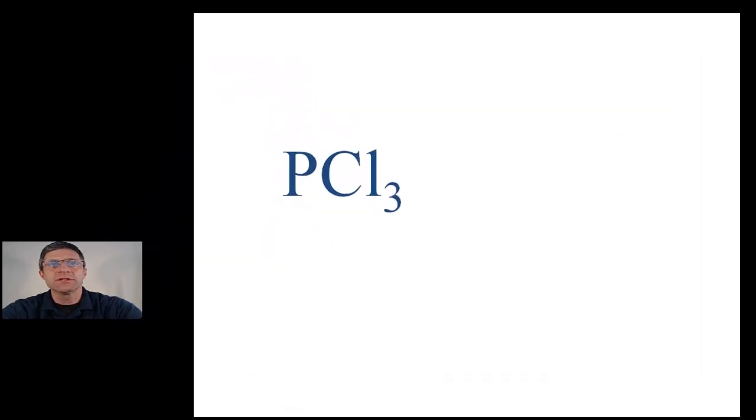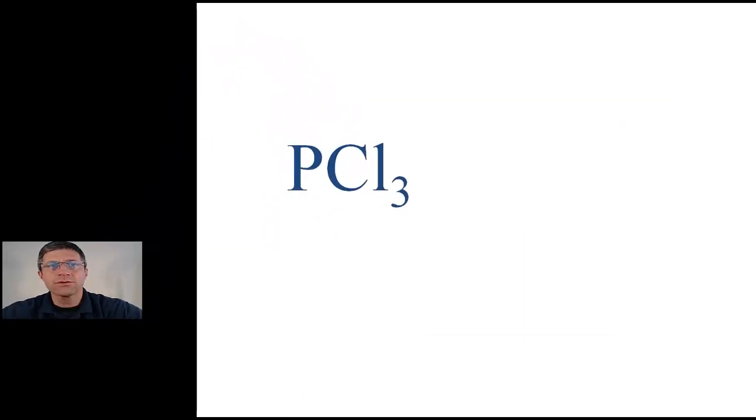This is a representation to look at molecules and how their three-dimensional structure is represented. Let's look at a few examples. The first example is PCl3, and we're going to go through a strategy. I'm going to define for you a strategy to estimate what the structure is likely to be.